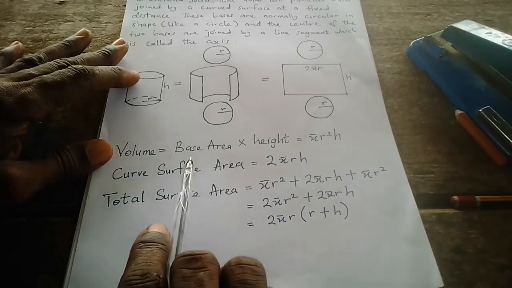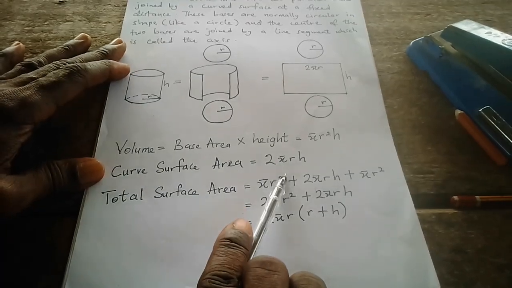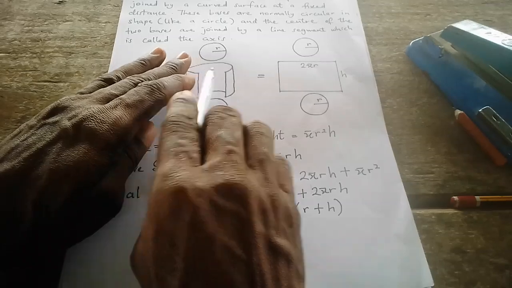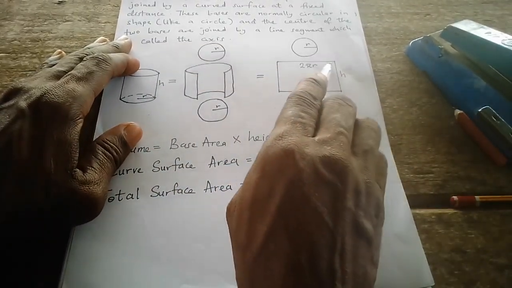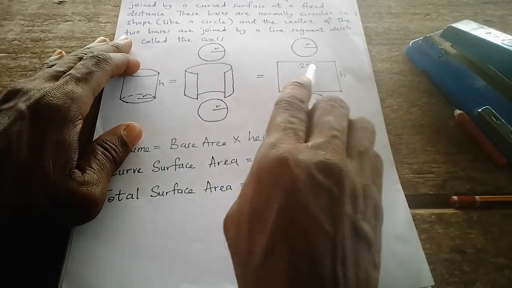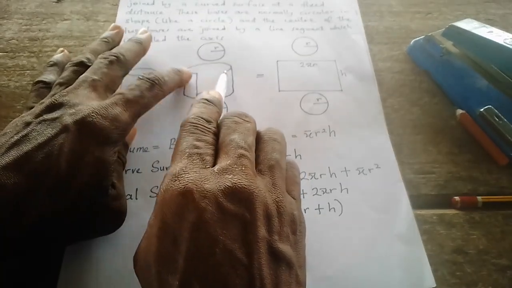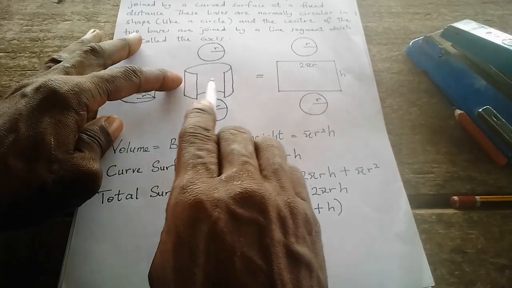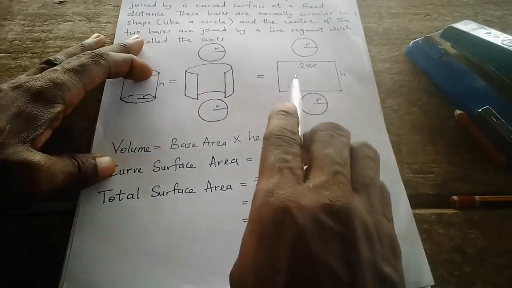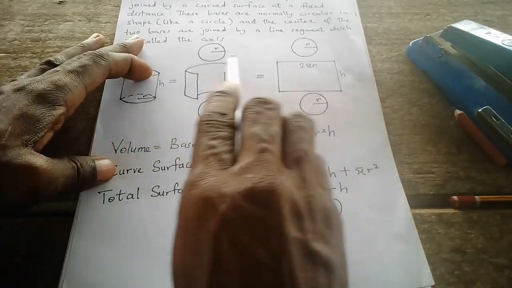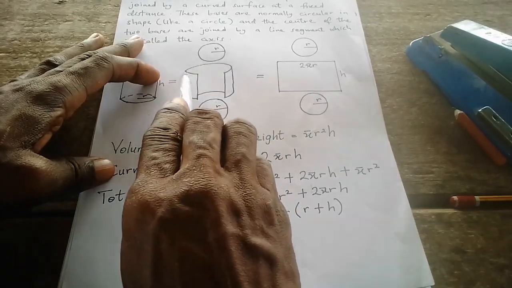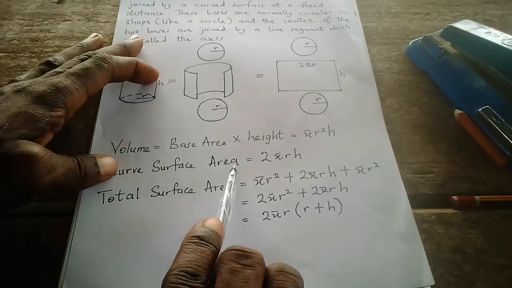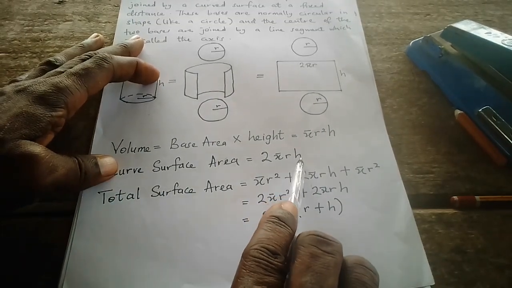Now when you talk of the curved surface area of a cylinder, that means the area that is curved, the one that is used to form the rectangle. This rectangle that is used to make the side of the cylinder is what we are talking about as the curved surface area. We said that the length is taken to be the circumference of the circle on top, which is 2 pi r, times the height. So the curved surface area will be 2 pi r h.